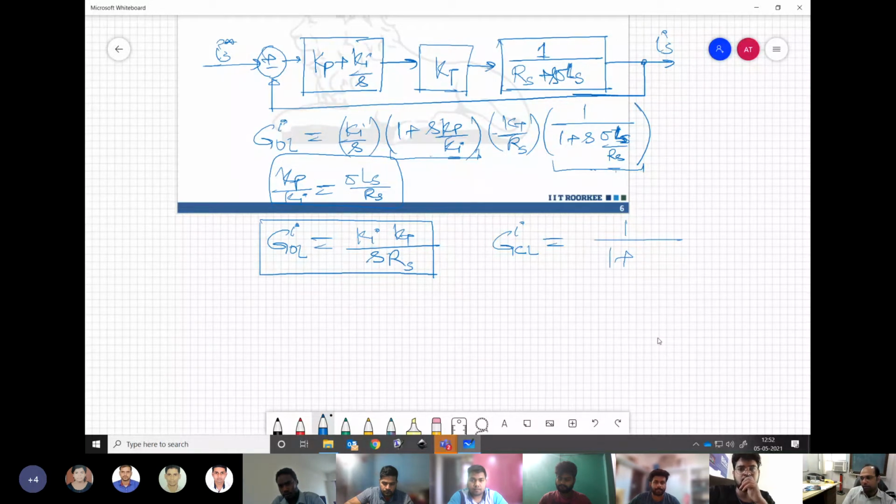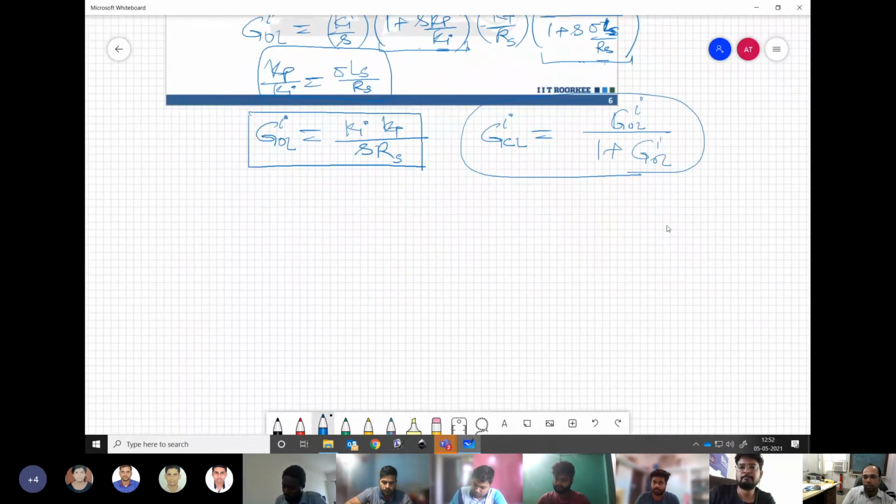Is this correct? 1 by 1 plus G? Sir, G upon 1 plus G. Yes. Q. This should be there. Again, if you get confused, you go back and see what it should be.